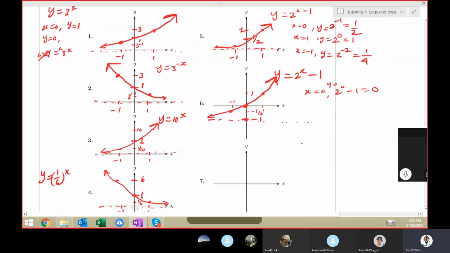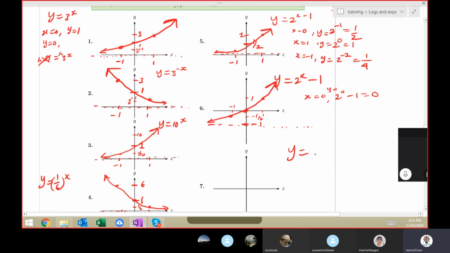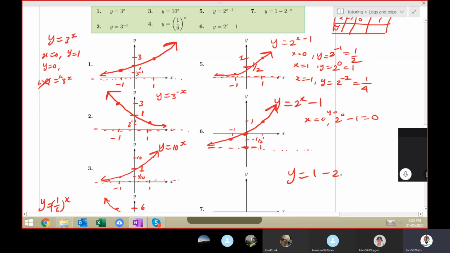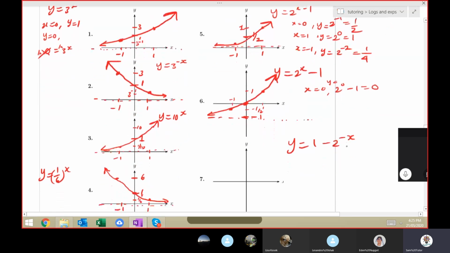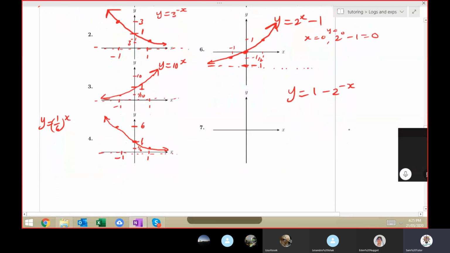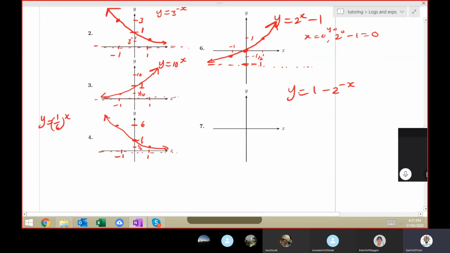Last one. Y equals 1 minus 2 to the power of negative x. Are you good to do this one? Do you know, just by looking at it, what to do? Other than subbing in numbers, by just looking at it, I'm saying. Well, you know it's going to be up 1.